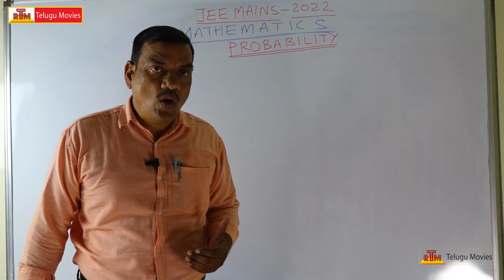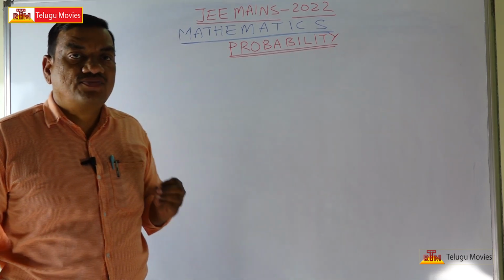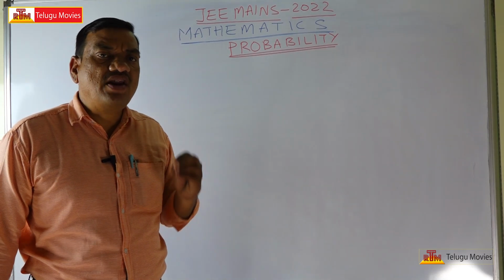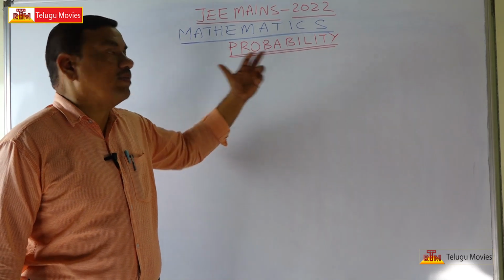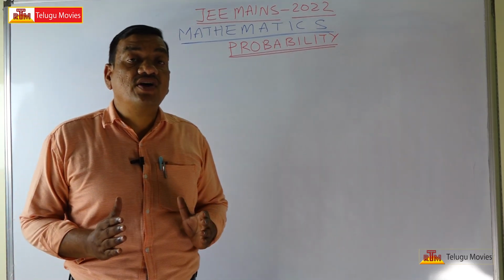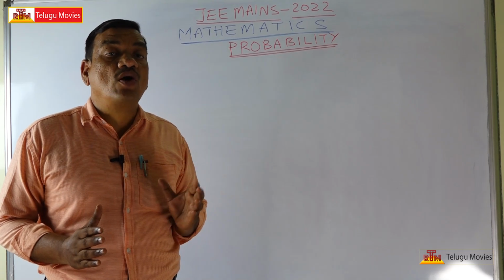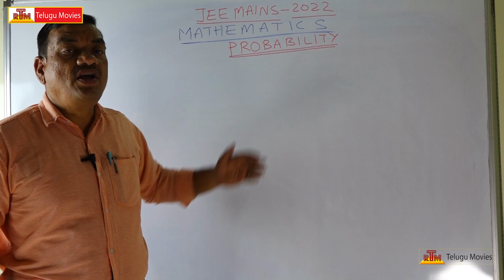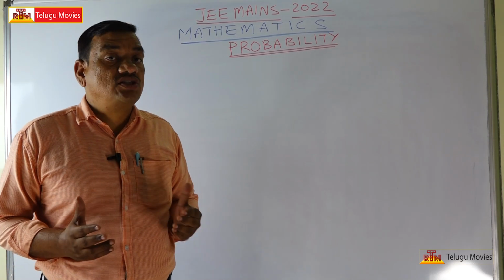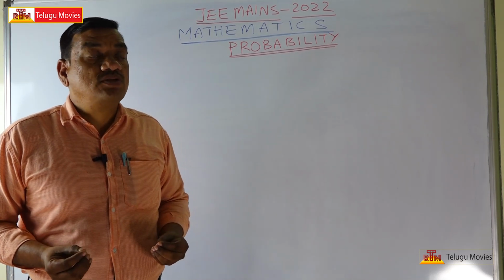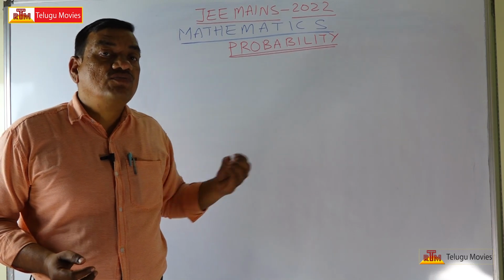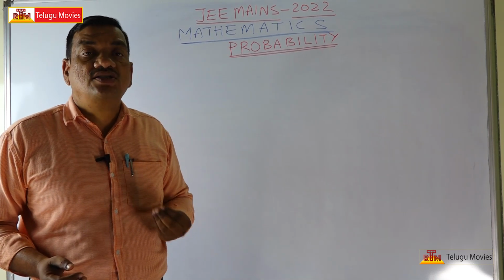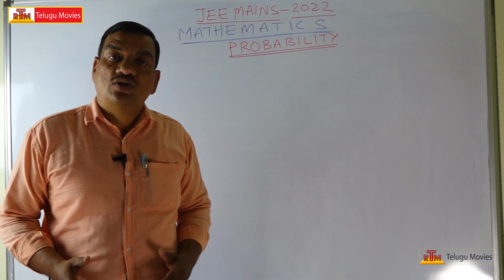Now I am going to explain a few more problems from the very important chapter, probability. If you are very perfect in the concepts of permutations and combinations, the problems from probability will appear very easy. So let us see a few problems from the chapter probability which were asked in previous JEE Mains examinations. So let us start our class.